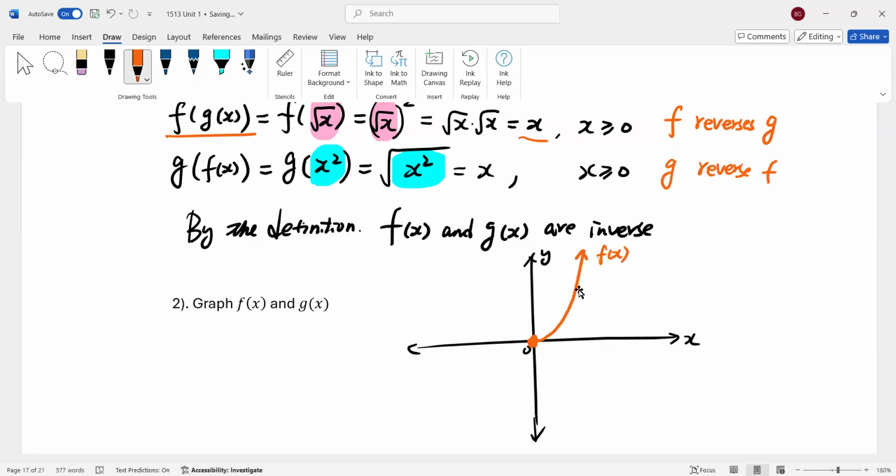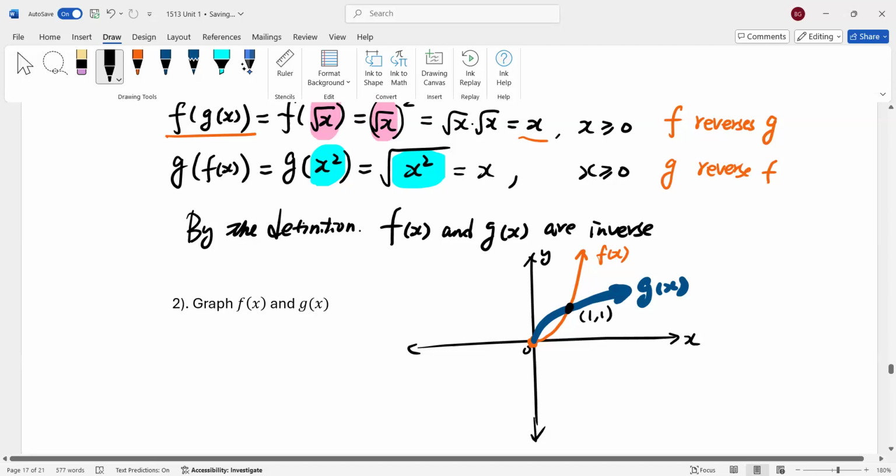g of x is the square root function. Do you guys remember the curve that represents the square root function? It looks like this. This is g of x. And the intersection of them is (1, 1). (1, 1) satisfies both functions.